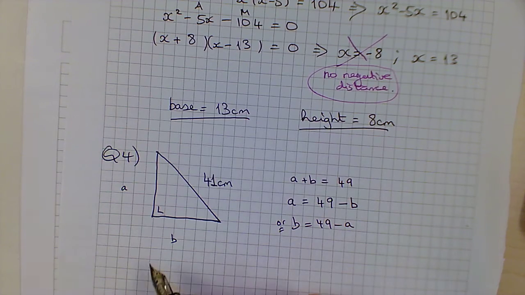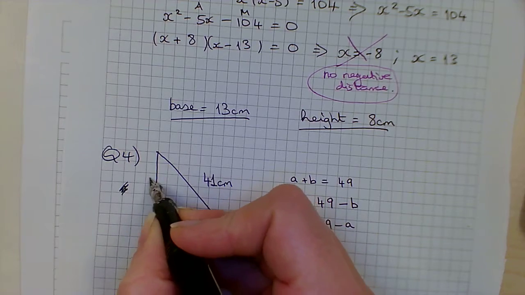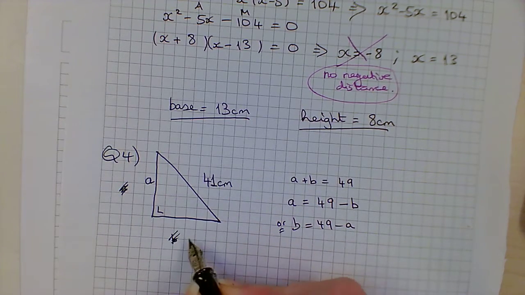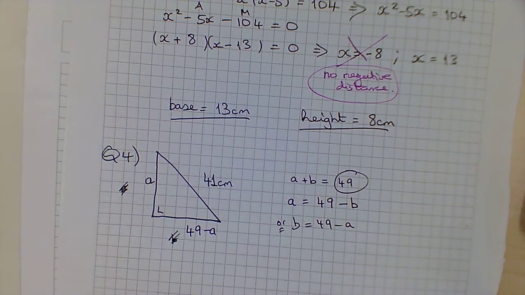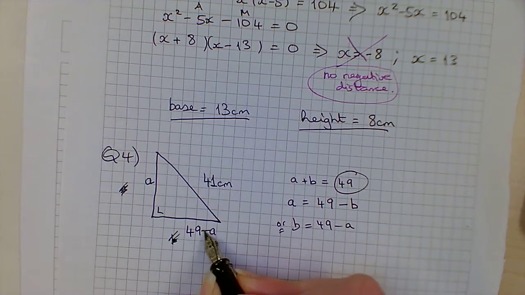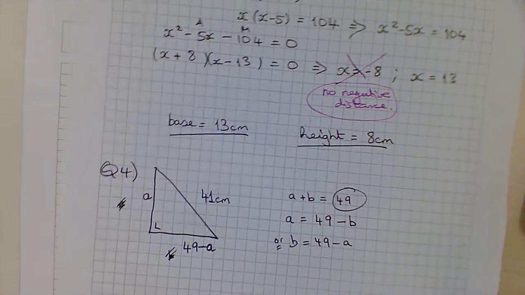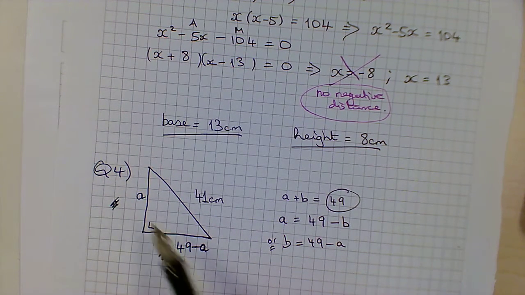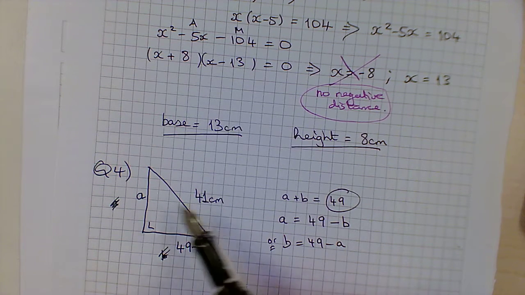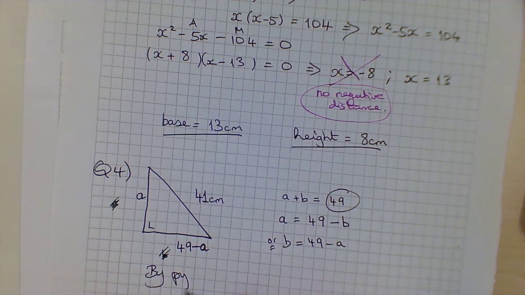So basically what I want to do here is, rather than having two unknowns, I'm going to have one of them, which I'll call A, and the other one, which I'll call 49 minus A, because when I add those together, I get 49. But now I'm only using one unknown in terms of my calculations. Do I have enough information to find the lengths of these sides? Well, I do, because it's a right-angled triangle, so we know that the square of the hypotenuse is equal to the sum of the squares of the other two sides. So I'm going to use Pythagoras Theorem.